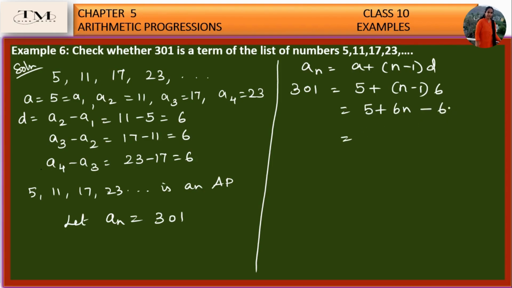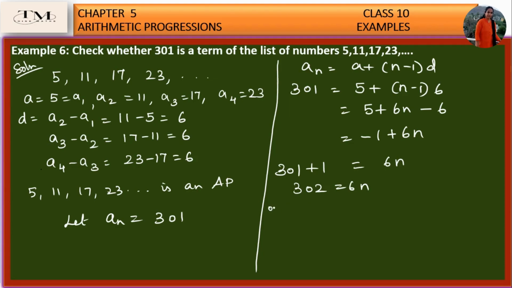So 5 minus 6, here 6 has the negative sign, so the answer will be negative because 6 is bigger. The difference of 5 and 6 is 1, so minus 1 plus 6n. I am keeping this 6n here because 6n is positive, so I'm not going to change its sign. I'm going to change the side of this number because it is negative. When I take this to the left hand side, it becomes plus 1. So 302 is equal to 6n.